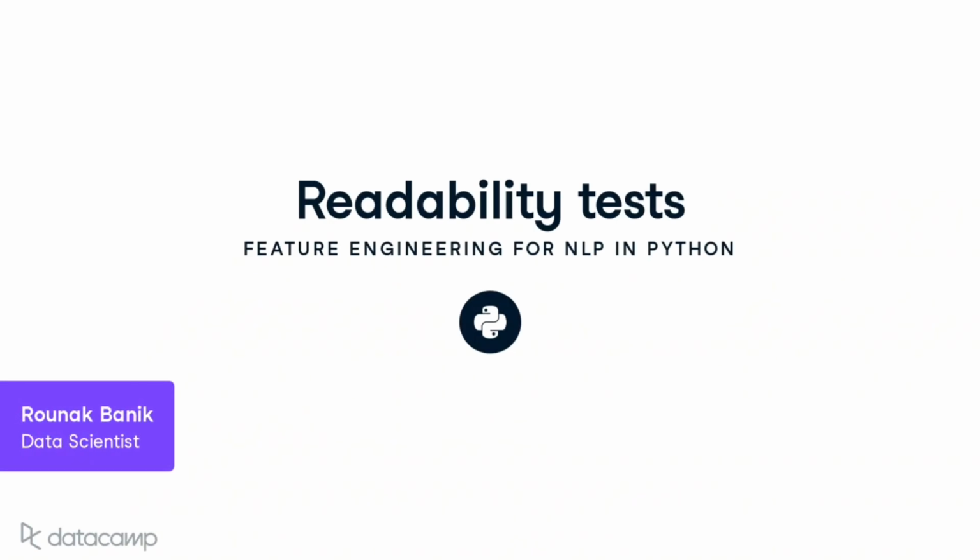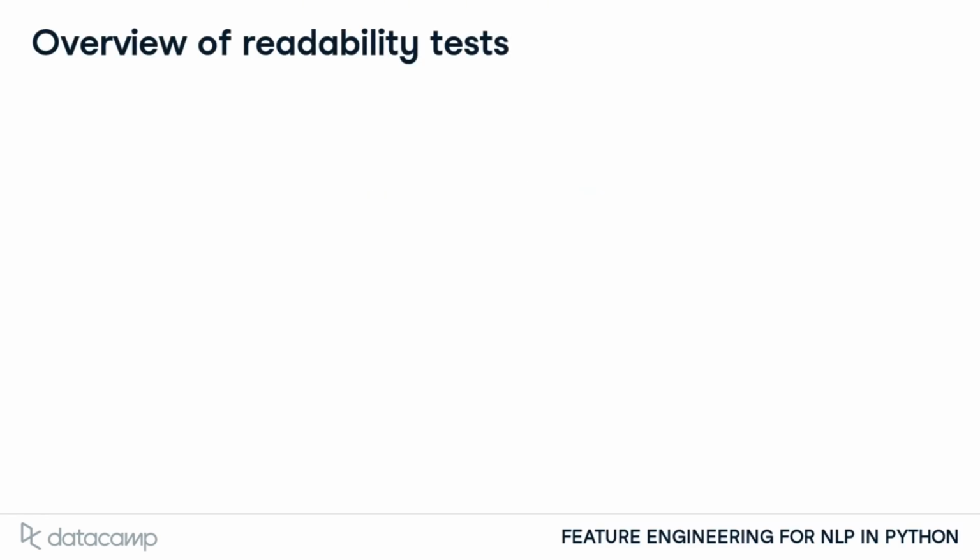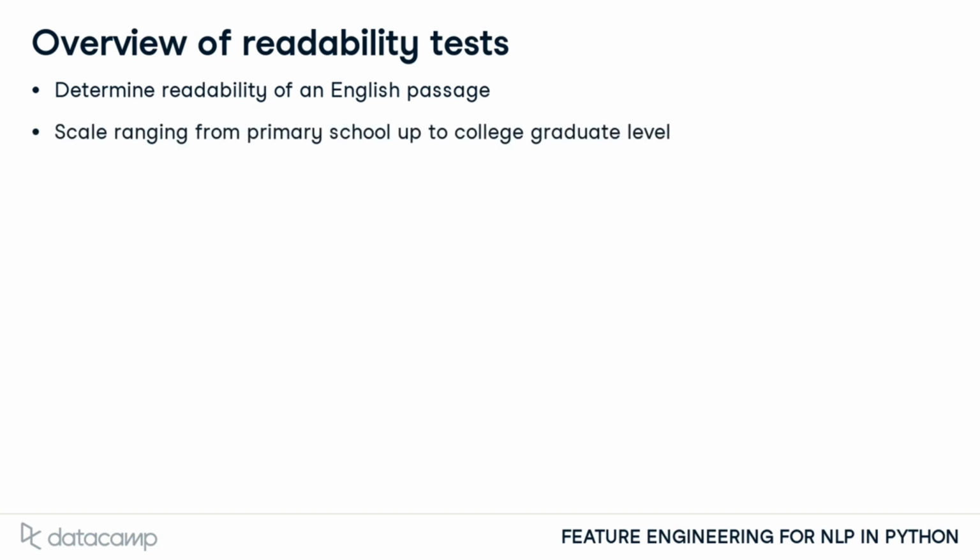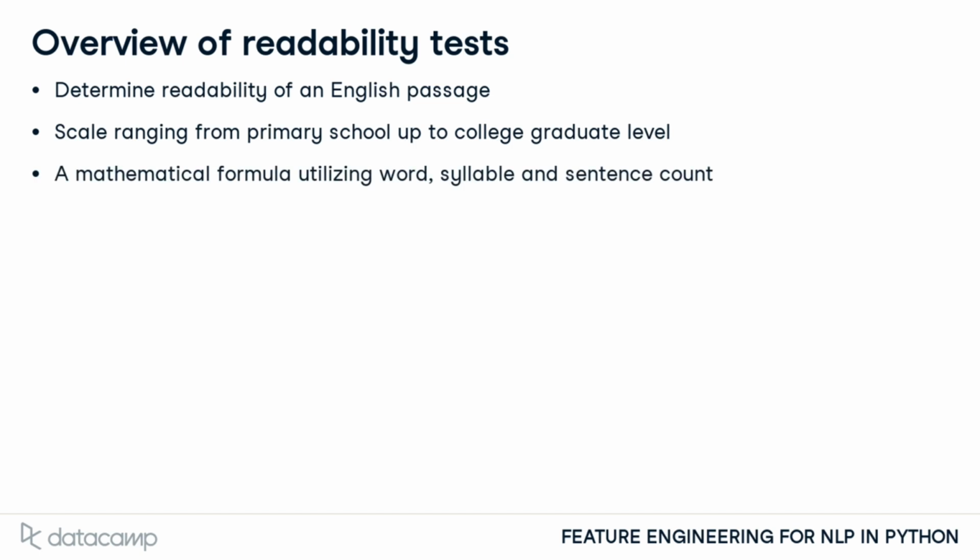In this lesson, we will look at a set of interesting features known as readability tests. These tests are used to determine the readability of a particular passage. In other words, it indicates at what education level a person needs to be in order to comprehend a particular piece of text. The scale usually ranges from primary school up to college graduate level and is in context of the American education system. Readability tests are done using a mathematical formula that utilizes the word, syllable, and sentence count of the passage.